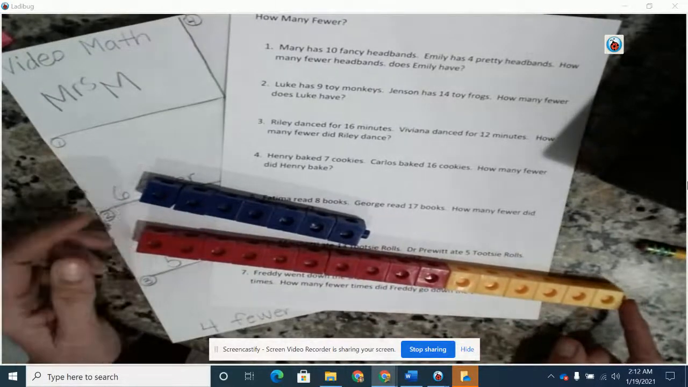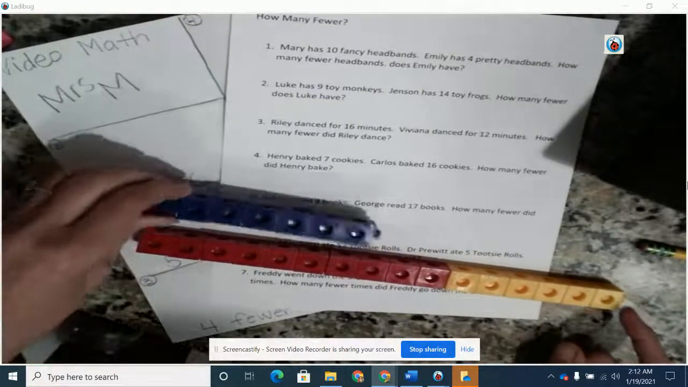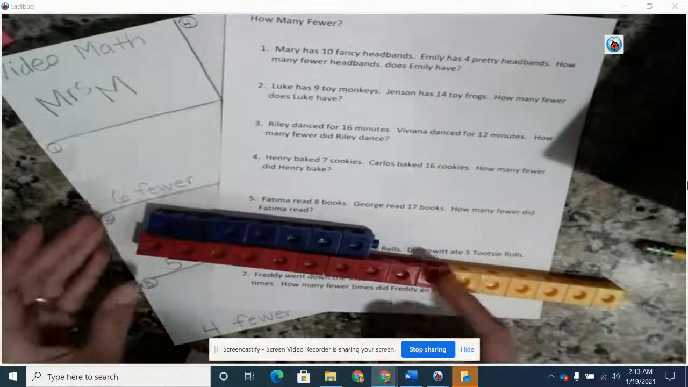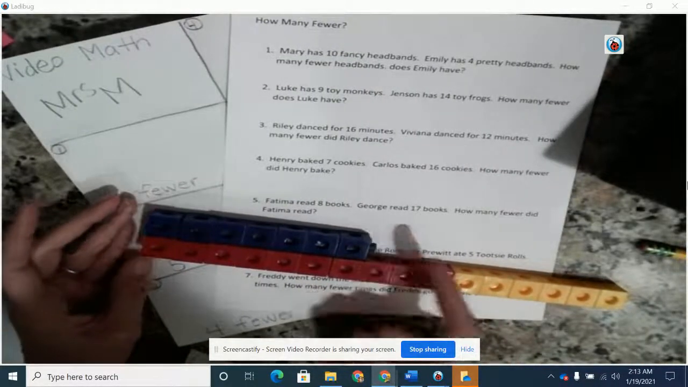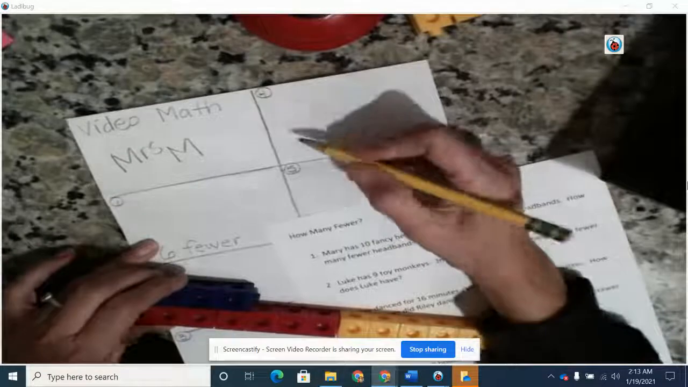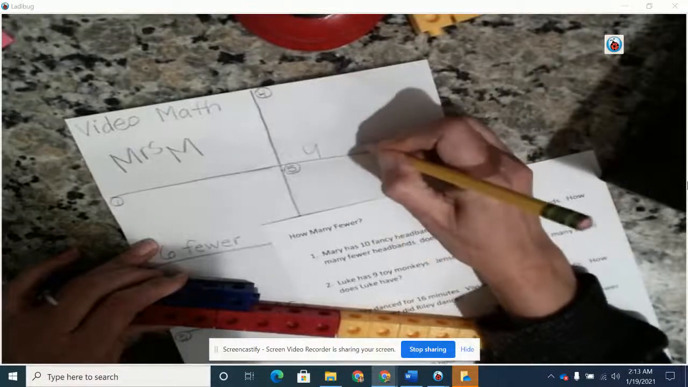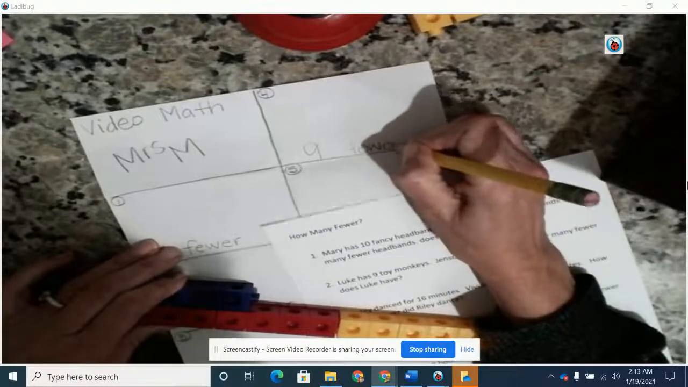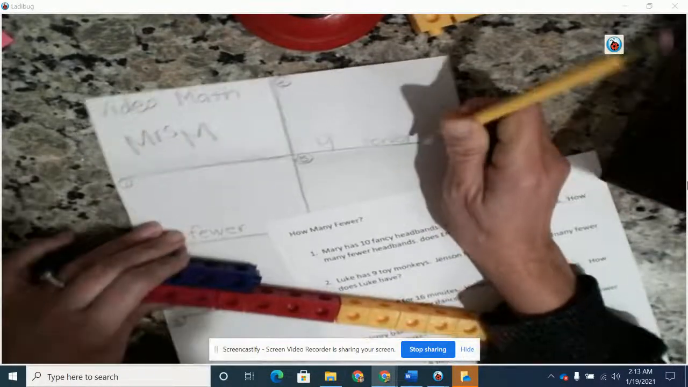Less and fewer mean the same thing. So Henry did a lot less than Carlos did. But how many less? We want to know exactly how many that he did that were less than that. So 1, 2, 3, 4, 5, 6, 7, 8, 9. 9 is the number. 9 fewer. Write 9 fewer along the bottom of your box.